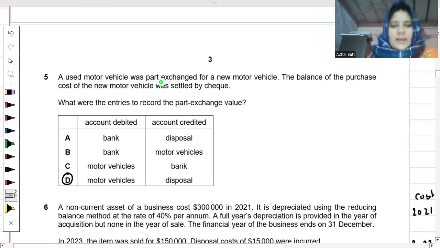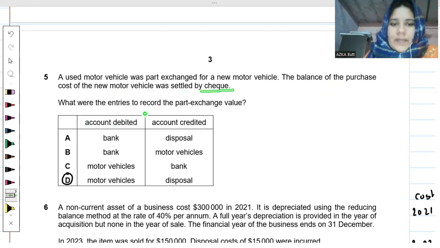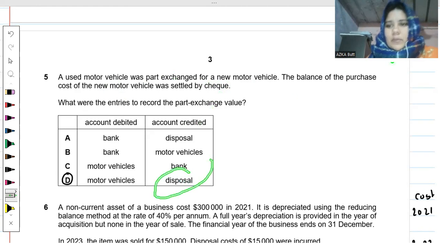A used motor vehicle was part exchanged for a new motor vehicle. The balance of the purchase cost of the new motor vehicle was settled by cheque. What were the entries recorded for the part exchange value? This is very simple. Because we are purchasing the new motor vehicle, it would be debited, and because we are purchasing it with a part exchange, our disposal account would be credited.